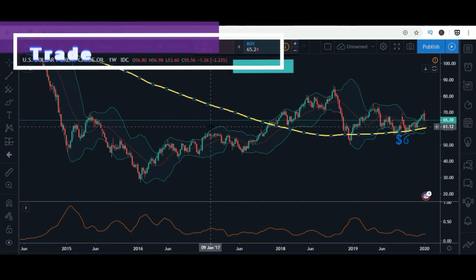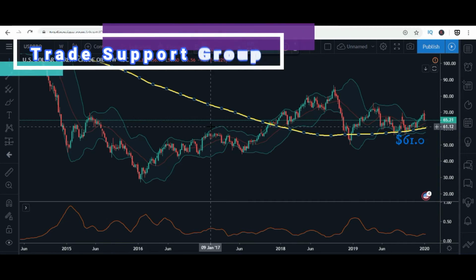So 57. Then we've got 61 as the next level, which is right below where we are now. Those are our two zones for buying, let's say. All right, not a recommendation, but ideally, technically, that's where they would be. Okay, next level we're looking at is approximately where we are now.